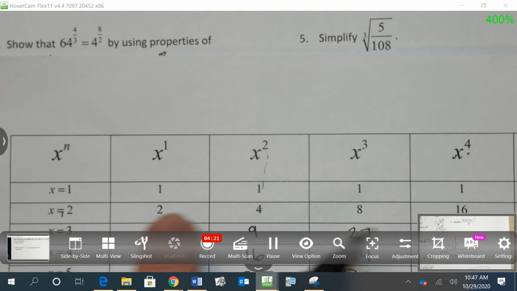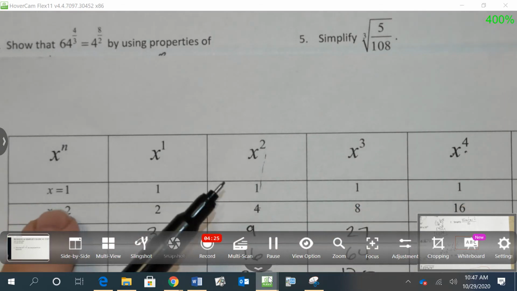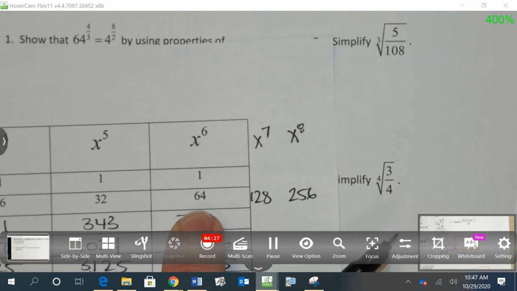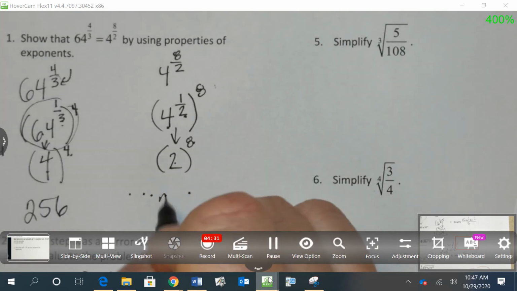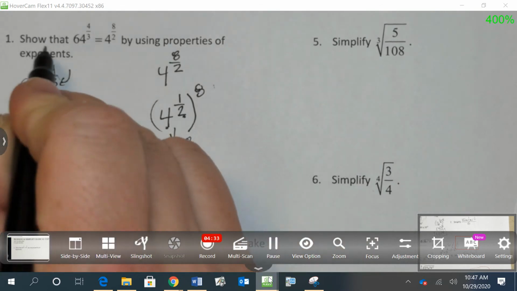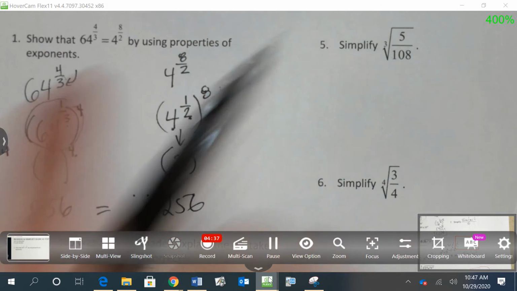So 2 to the 1st, 2nd, 3rd, 4th. I can see I'm just doubling it each time, doubling it each time. So here's 2 to the 6th, to the 7th, to the 8th. I just showed, or proved, that the left side is equal to the right side.